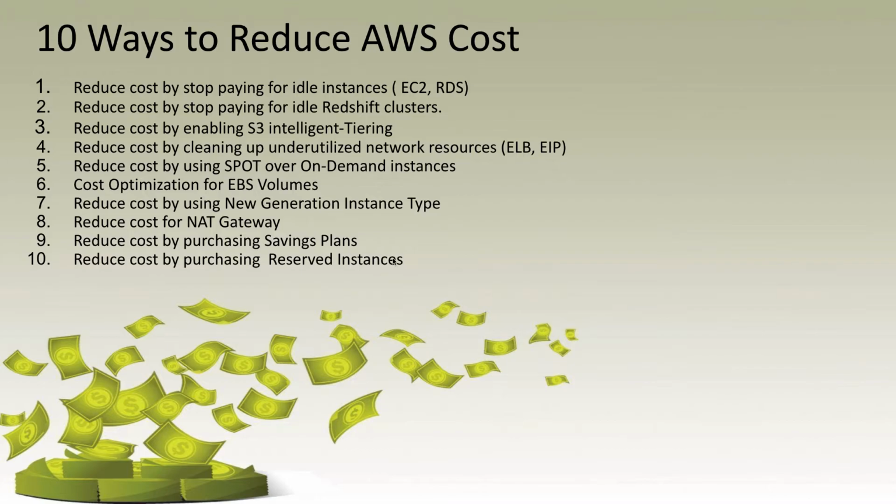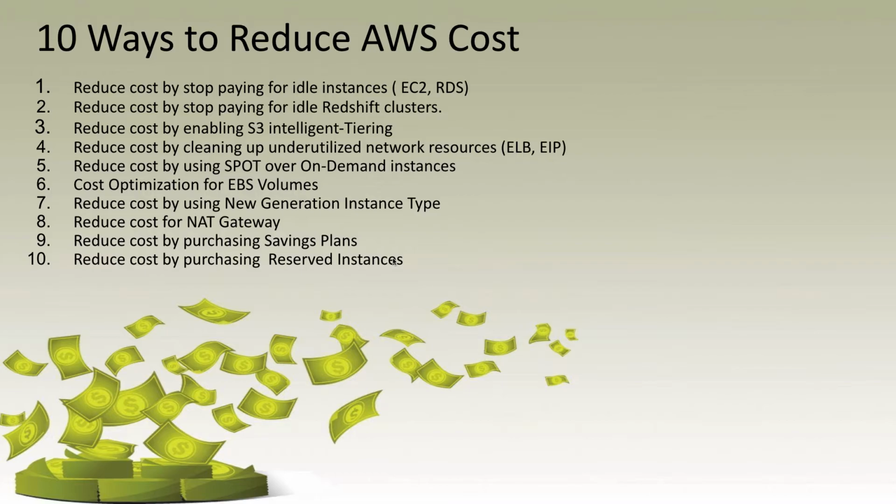Another way to reduce your AWS cost is by cleaning up underutilized network resources. And what does that mean? Many times we create a load balancer or EIP for our testing purpose, and then we forget to clean up these resources. All these resources cost money and add up to your AWS bill.